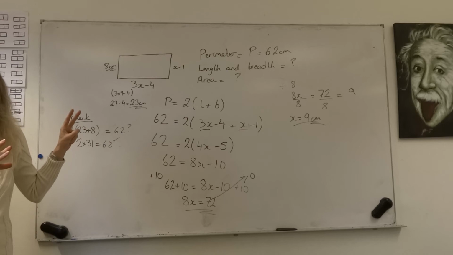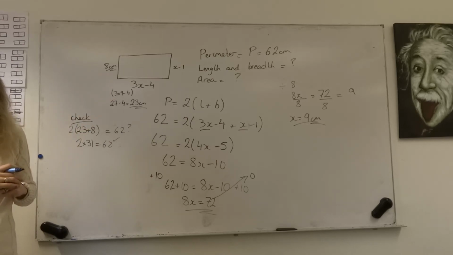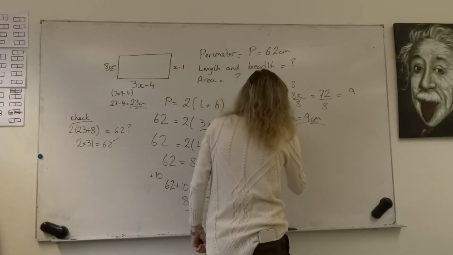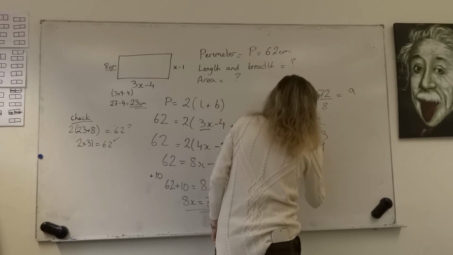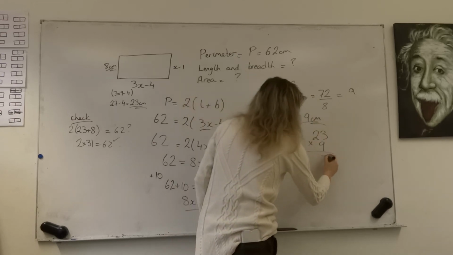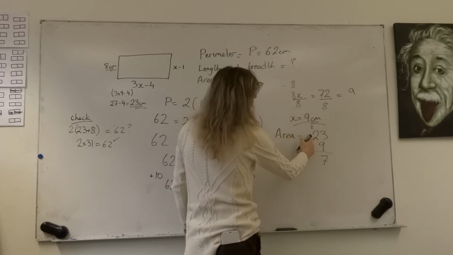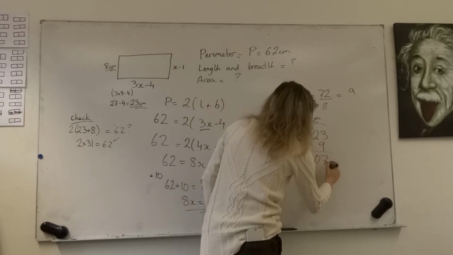If I'd made a mistake here, my check wouldn't have worked. It wouldn't have been worthwhile calculating the area. So now I can calculate the area. The area is 23 times 9. 9 3s are 27. 9 2s are 18.